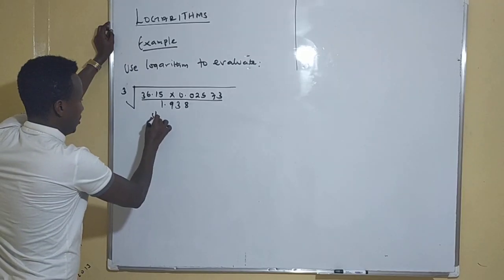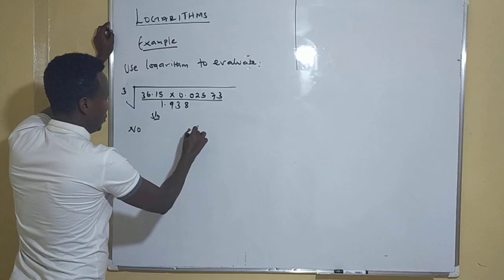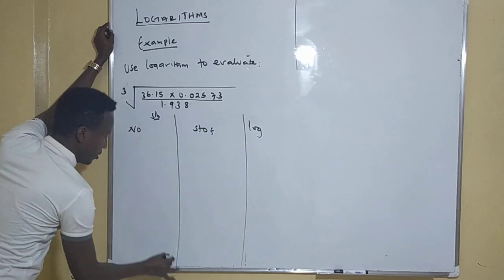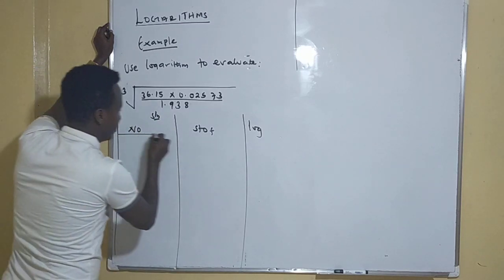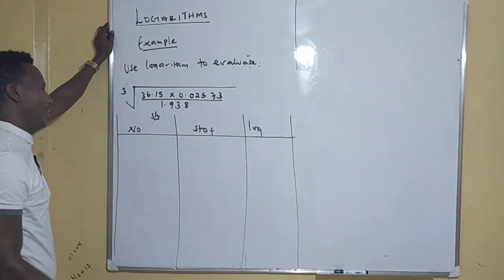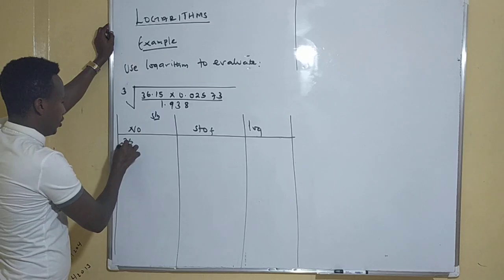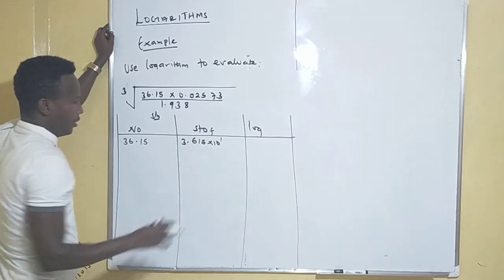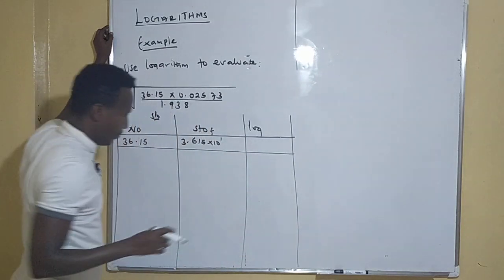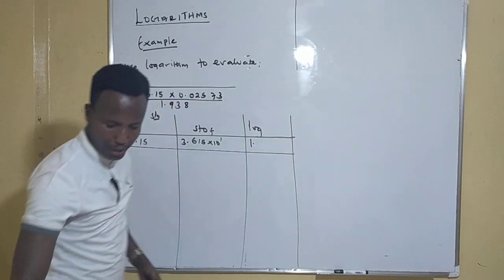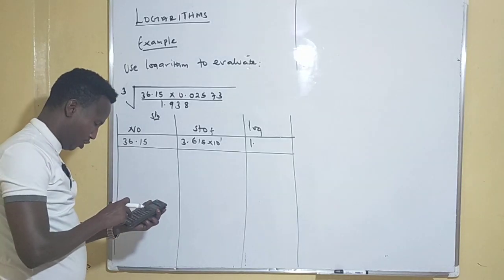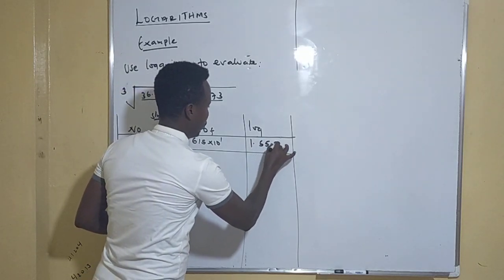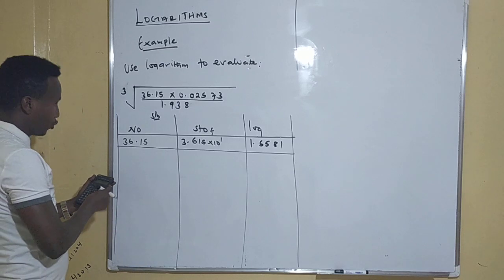Coming to the solution, we'll have the number, we'll have our standard form, then you have the log value of that number. Now let's see our calculations. We have 6.15. In the standard form, it will be 3.615 times 10 to the power of 1. Get for me the log of 3.615. This is 5581. Just understand that. Then we will proceed to the next number.